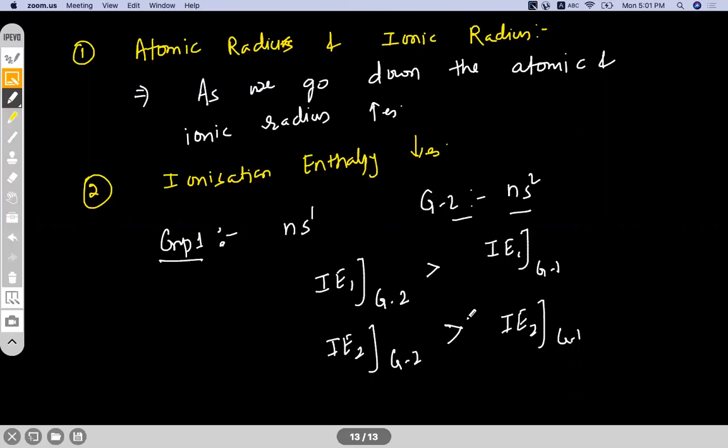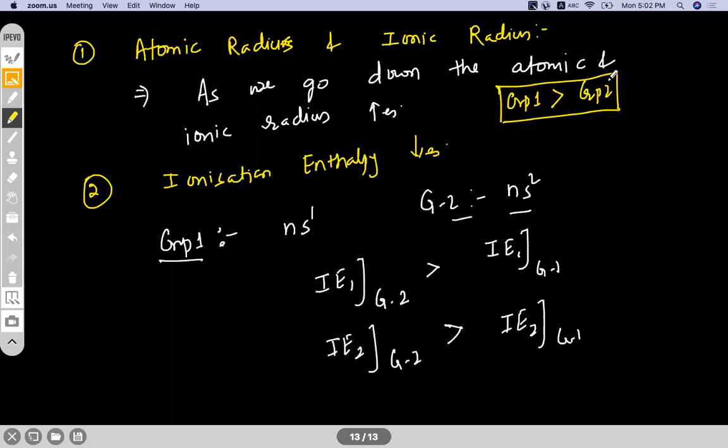Okay. Even if you talk about the ionic size, the ionic size of group 1 elements is more than that of group 2. Left to right as we go in the periodic table, we have discussed this in periodic properties: effective nuclear charge increases, ionic radius decreases. So group one elements are relatively more in size in comparison to the corresponding elements of group two. Got it?